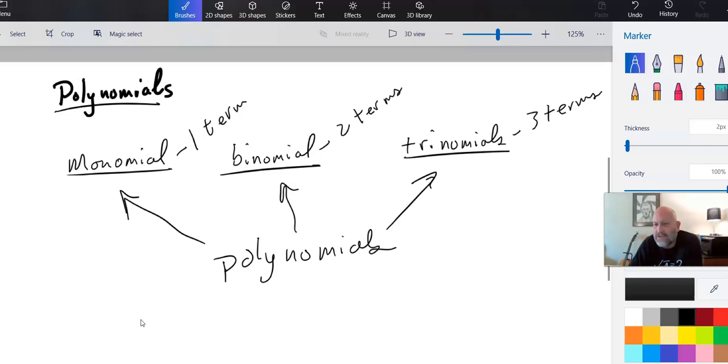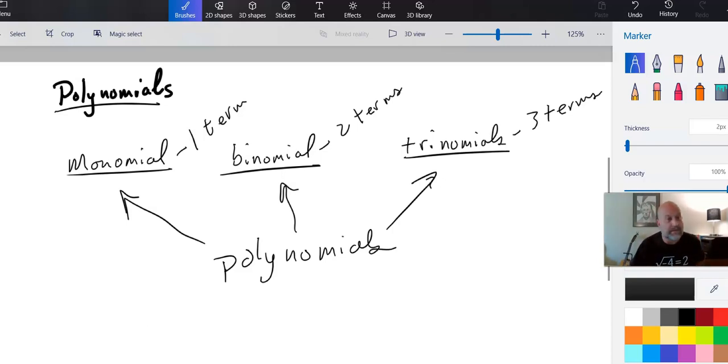I'm actually curious. I've never done the research on what the correct word is for a five-term polynomial, whether it's quintinomial or pentanomial. I suppose it just depends on whether it's a Greek or a Latin base. But in any case, there are names for other things, but these are the main ones.